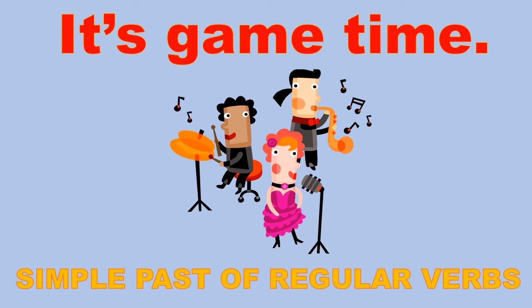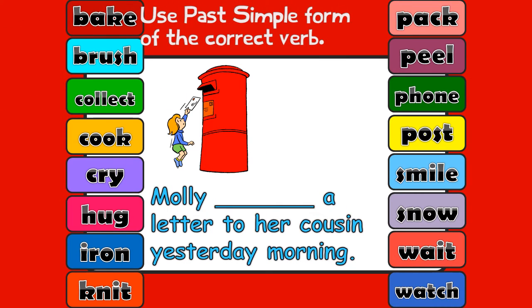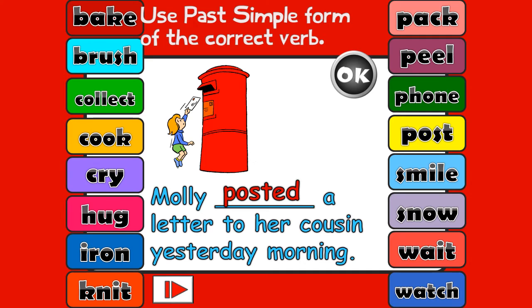It's game time. Let's play a game. Let's start. The example. Use the past simple form of the correct verb. I have the sentence: Molly, a letter to her cousin yesterday morning. Which verb do you choose? Post. Yes, correct. Molly posted a letter to her cousin yesterday morning. Do you understand? Yes, let's move.